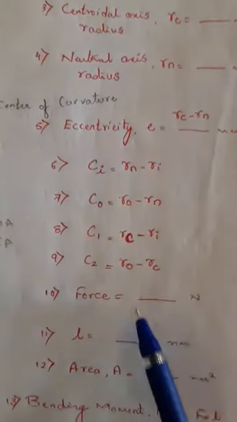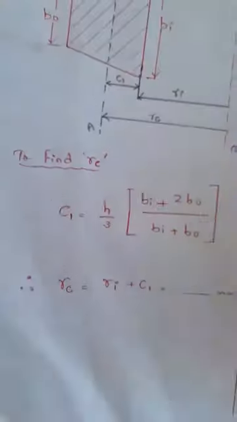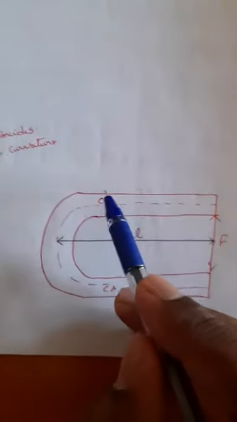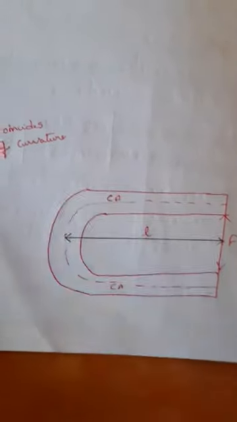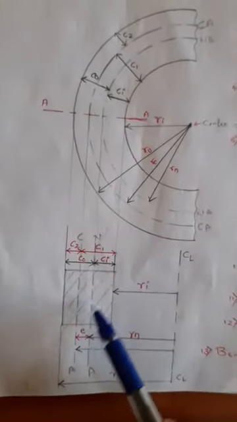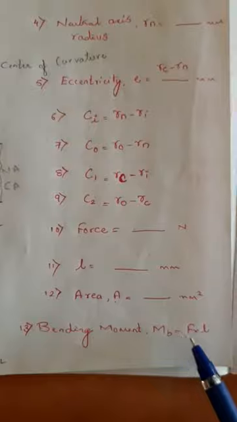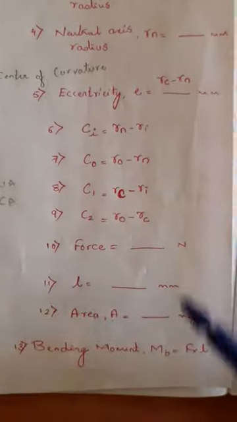So the force will be given. L is the distance between the force and the centroidal axis. For example, for this figure, suppose this is the force and this is the centroidal axis. The distance from the force to the centroidal axis is the total length L. Then A is the area of cross section. Then the bending moment MB is F into L. So multiplying F into L, we get the bending moment.